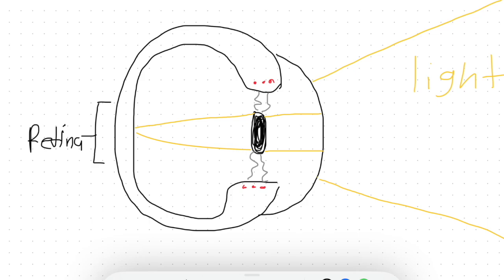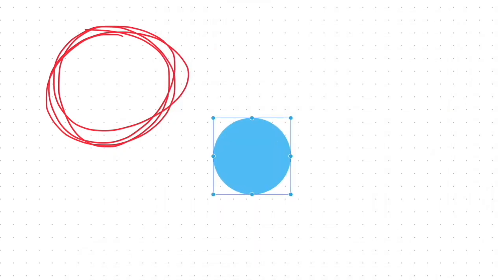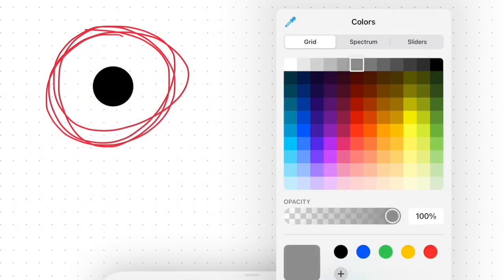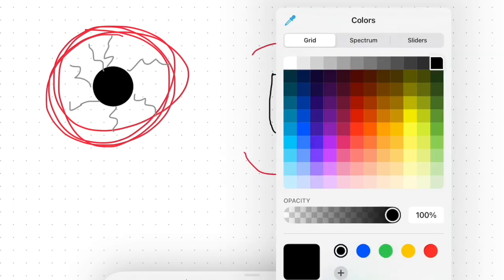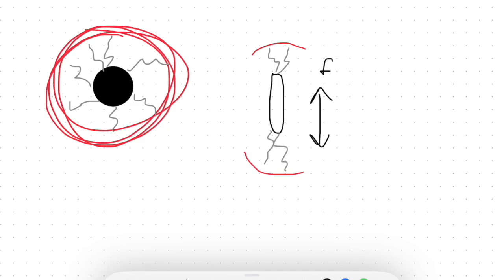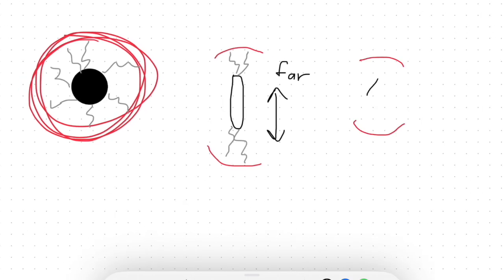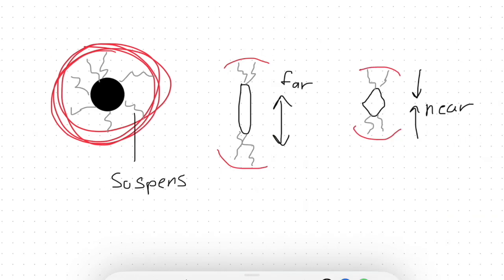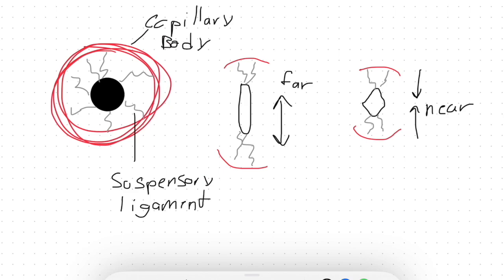The ciliary body is a ring of smooth muscle located behind the iris. It controls the shape of the lens to adjust its focusing power. Suspensory ligaments connect the ciliary body to the lens. When the ciliary body contracts, it releases tension on the suspensory ligaments, allowing the lens to become more rounded for focusing on nearby objects. When the ciliary body relaxes, the suspensory ligaments pull on the lens, flattening it for focusing on distant objects.